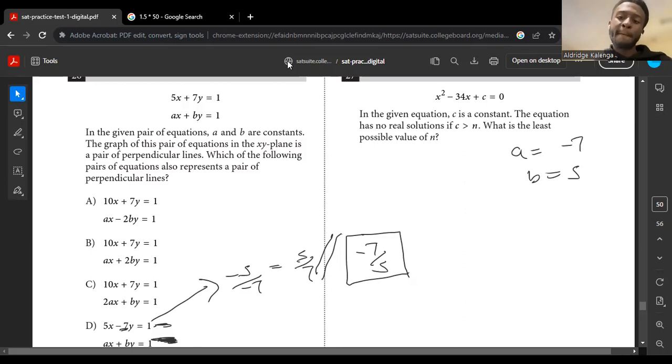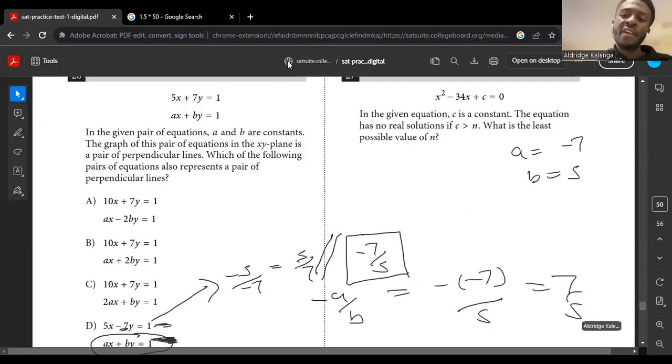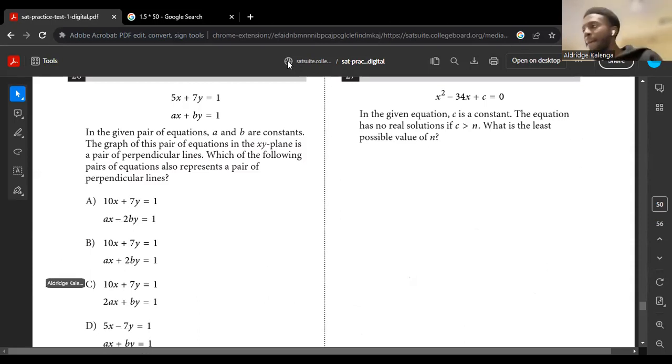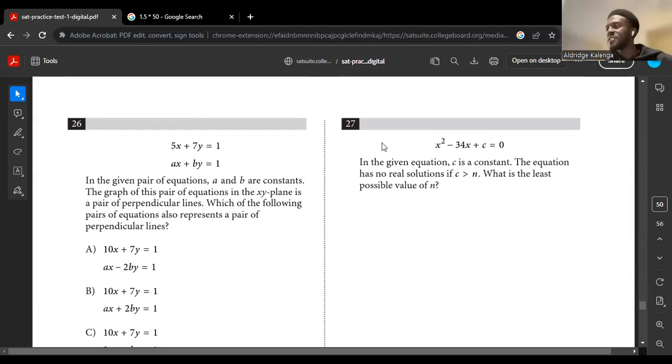Okay, fine. Let's see. So what's the gradient of this one? I think Jaden just put that for us. The gradient of that one is negative a over b. So let's see. What's a? Our a is negative 7. So negative 7. Our b is 5. This is the same as 7 over 5. But this is not the same as the gradient we're looking for. So they're not perpendicular. So the only perpendicular pair was this. Our answer is B. Is everyone okay? Yes, sir. All right.